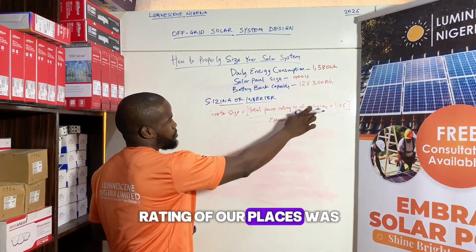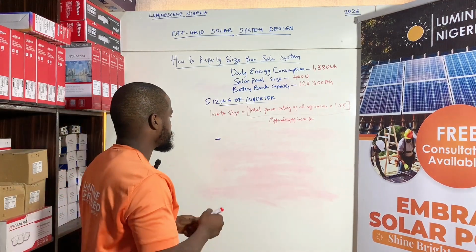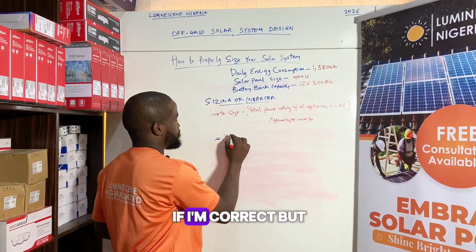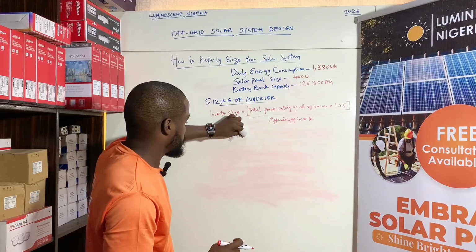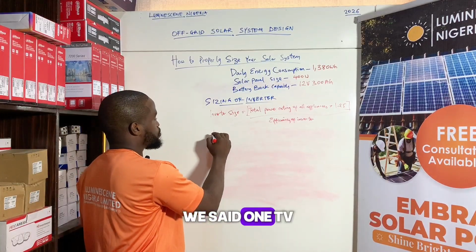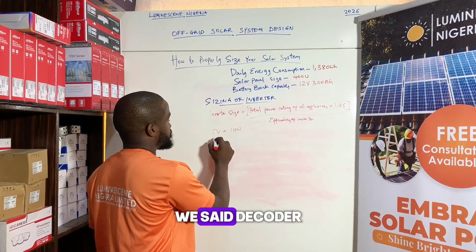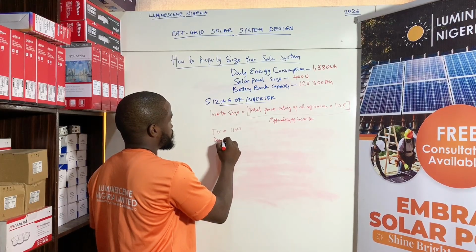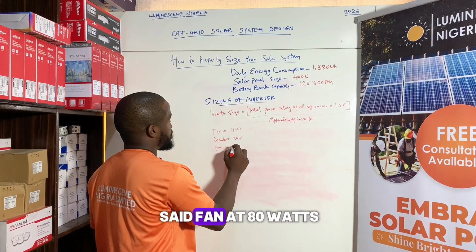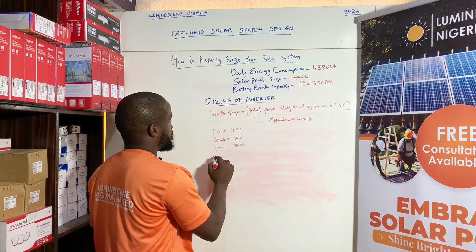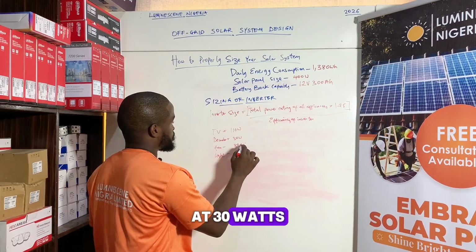First, our total power rating of our loads was 250 watts, if I'm correct. But let us check again. We said one TV at 110 watts. We said decoder at 30 watts. We said fan at 80 watts. And we said lighting point at 30 watts.